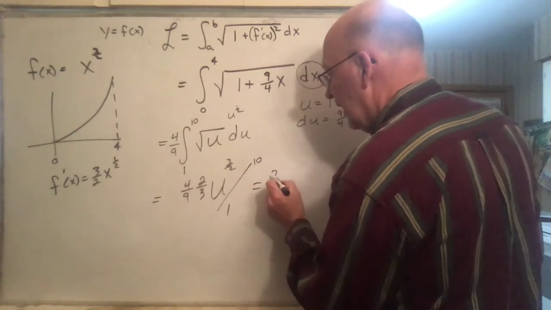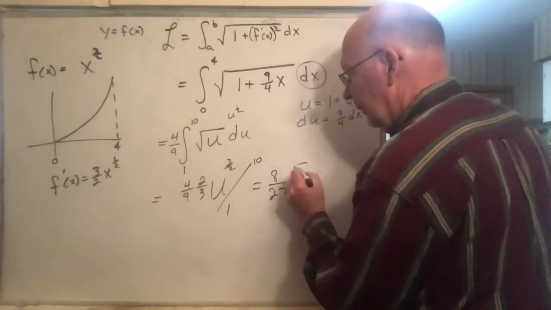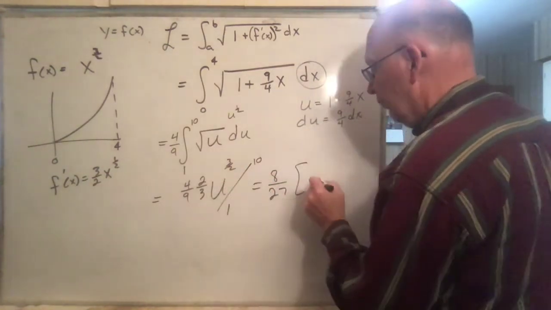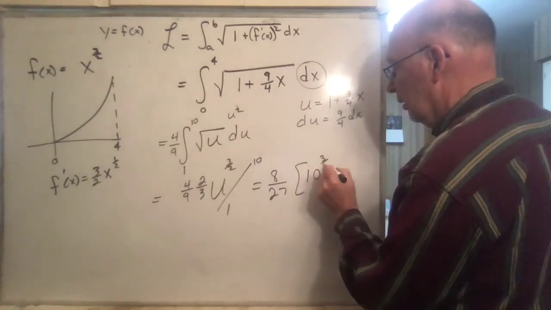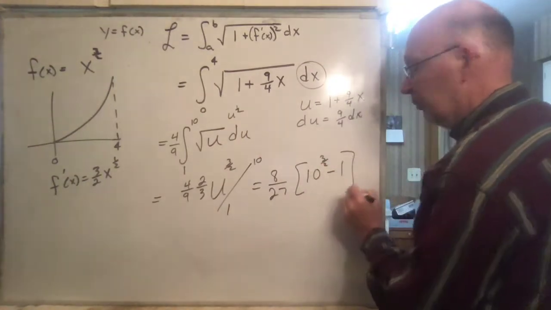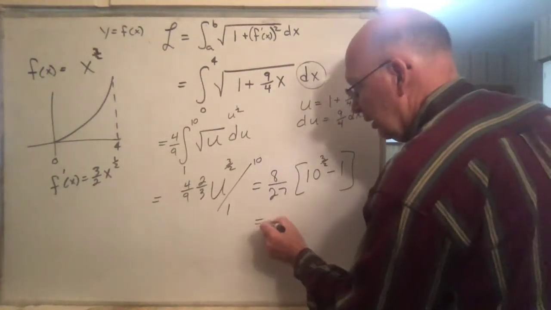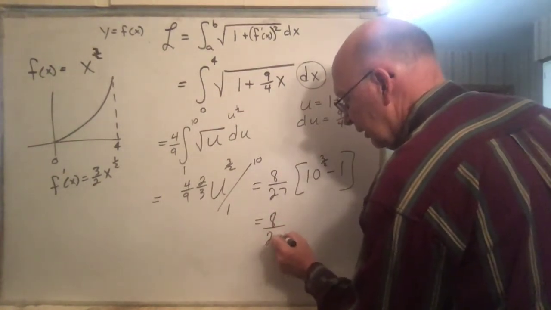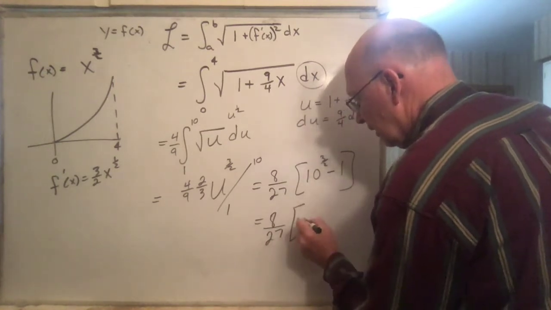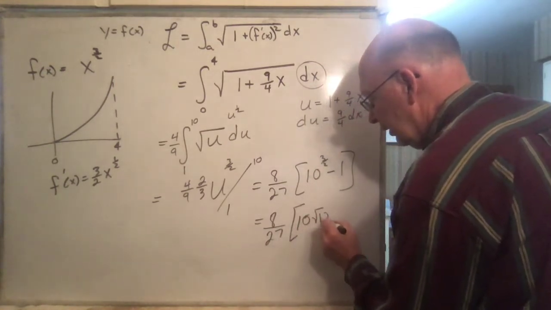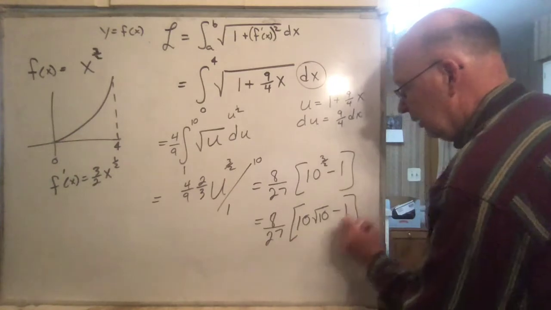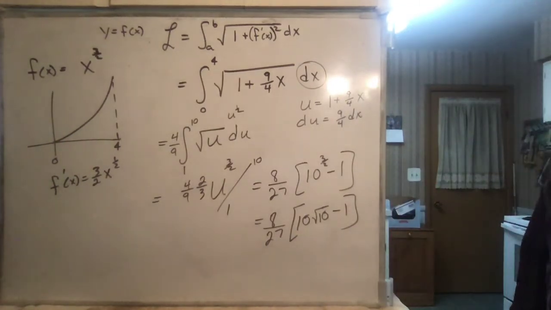And so it's going to be 8/27 times what? 10 to the 3/2 power minus 1 to the 3/2 power, like so. Or if you wanted to, I would write it like this maybe: 10 times the square root of 10, minus 1. There you go. There's the answer.